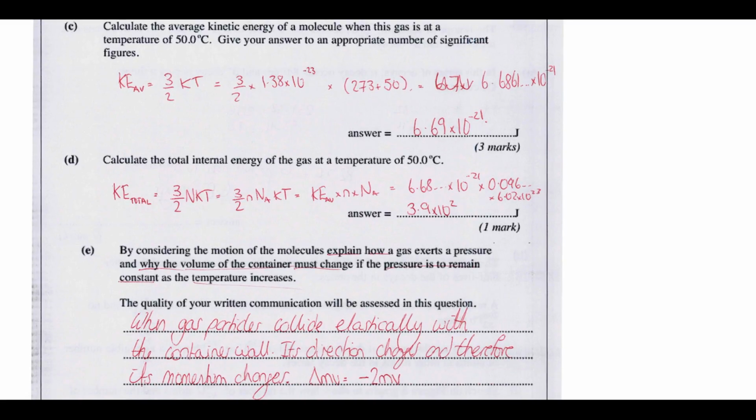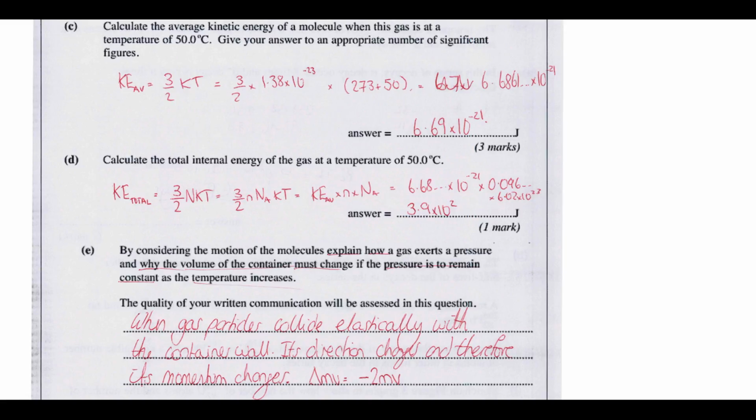We want to know the total internal energy. Internal energy is the sum of all of the kinetic energies in the kinetic theory model, because we assume potential energy is 0. So we just add together all the kinetic energies. So what we need to do is multiply our answer at the top by the number of molecules. To get the number of molecules, we're going to use the number of moles times Avogadro's number. And when we do that, that ends up being 3.9 times 10 to the 2, or 390.